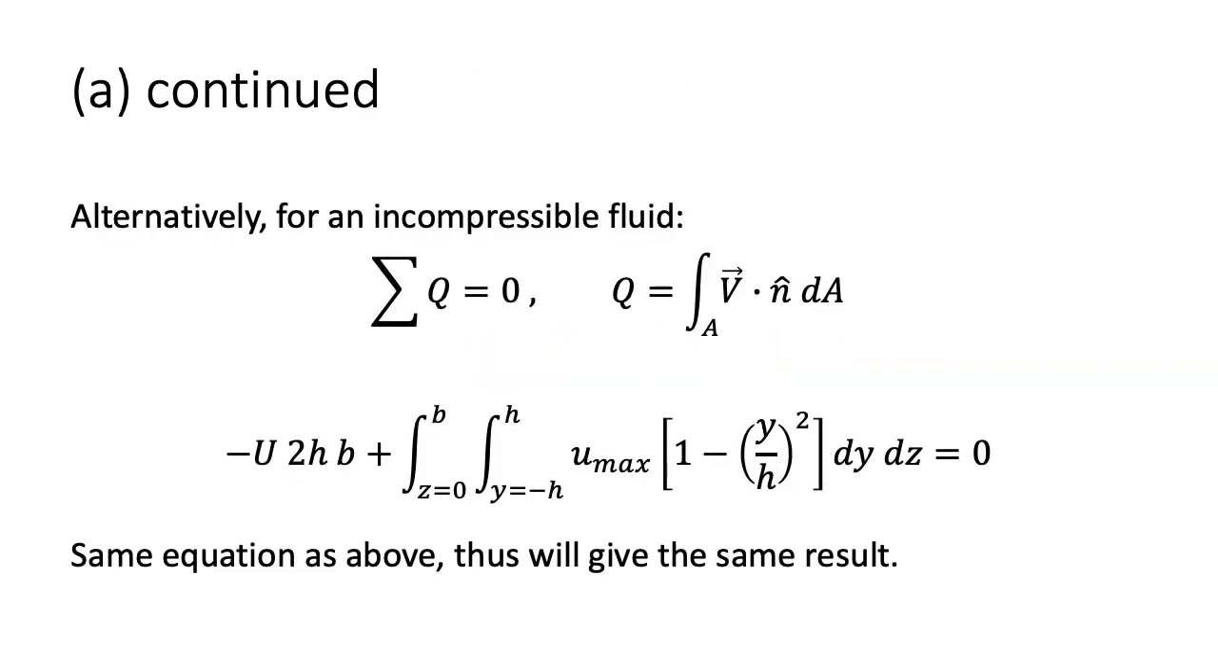Alternatively, for Part A, we can start from a simplified form of conservation of mass for an incompressible fluid, where the sum of all the volumetric flow rates into and out of a control volume are equal to 0, where the volumetric flow rate is obtained by integrating over the component of the velocity vector normal to an area. For the same control volume, we account for the flow rate at section 1 and the flow rate out at section 2 to get the same equation from our previous analysis. Thus, this method, of course, leads to the same result.